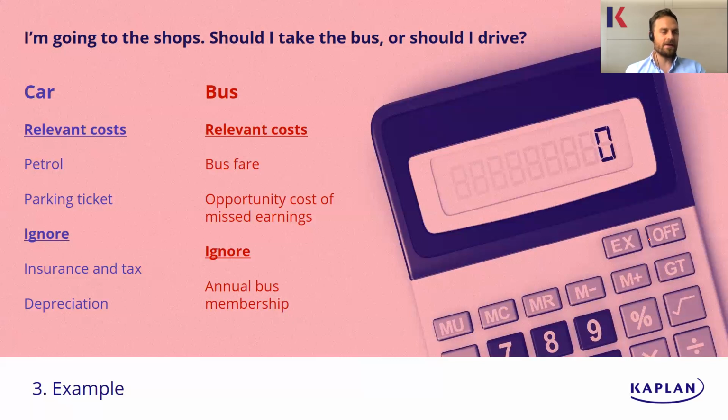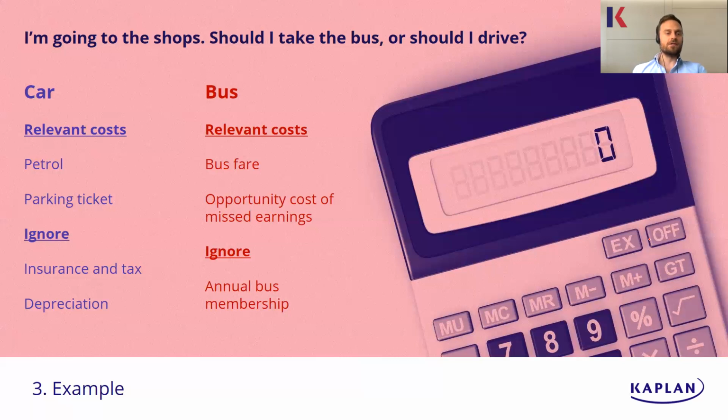So if by it taking longer, it means we're going to miss out on some earnings, okay, we would need to consider that. If there's some sort of annual bus membership, so if you pay an annual membership to be part of the crew that can take the bus, we wouldn't need to include that. Again, that's an annual thing that isn't affected by the number of journeys. So we wouldn't need to include that. It's effectively a sunk cost.